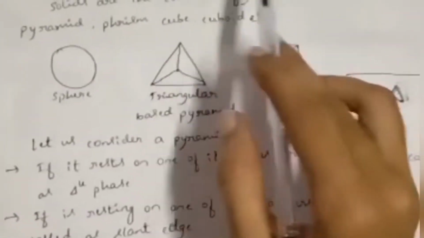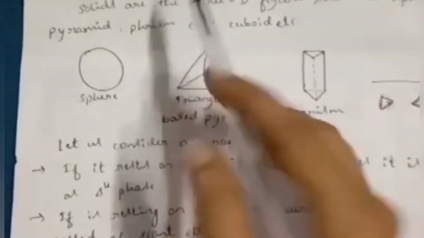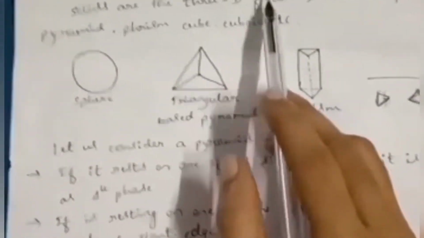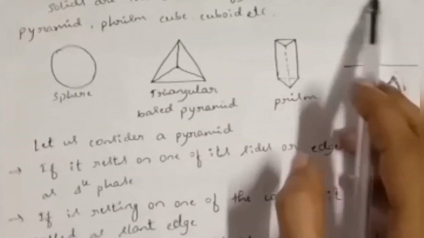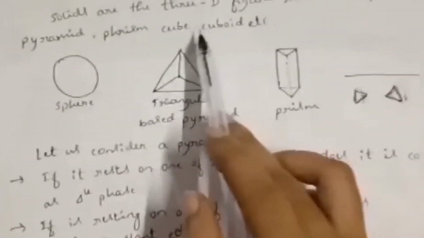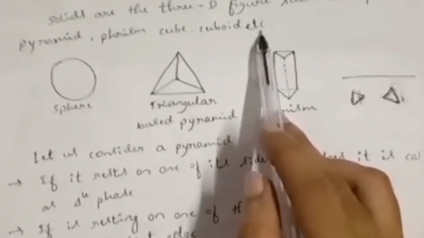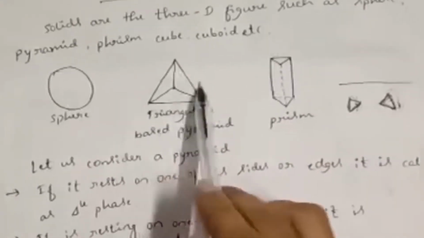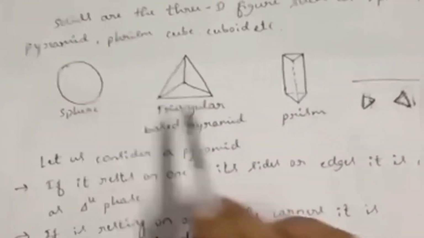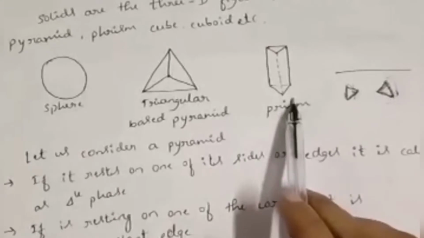Hello everyone, I'm Divya. My topic is Introduction to Solids. As we already know, solids are three-dimensional figures such as sphere, pyramid, prism, cube, cuboid, etc. Let us consider some examples here: sphere, triangle-based pyramid, and prism.